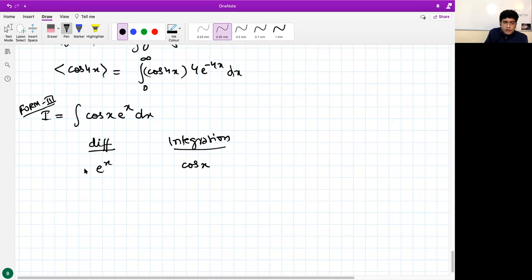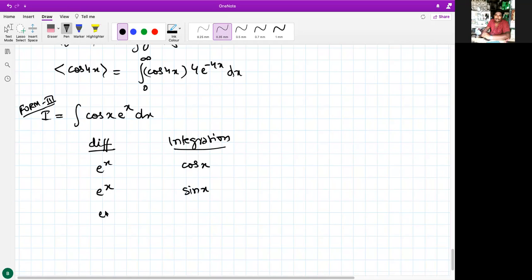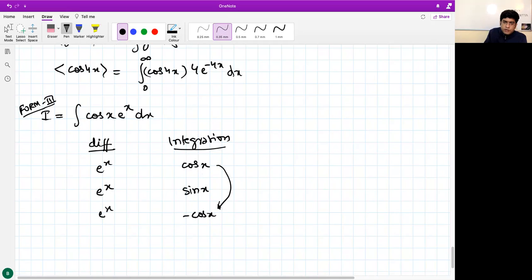So if you differentiate, this will be e to the power x. Now if you integrate, this will be sin x. If you differentiate this will be e^x, and integrating sin x gives minus cos x. Now you have to stop where the same function comes again. Same function again repeats itself, so you have to stop here. Same function appears, so you have to stop the process. Stop integrating.